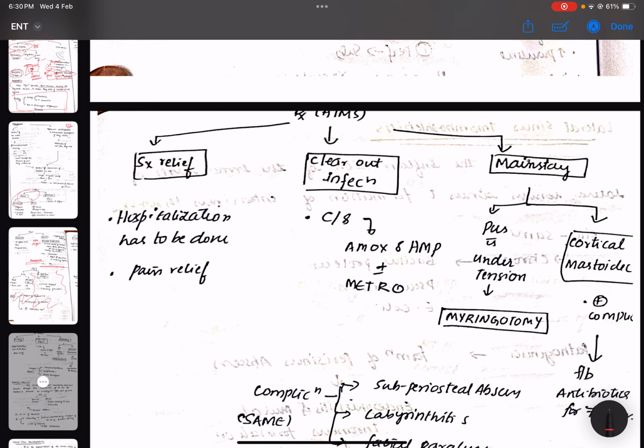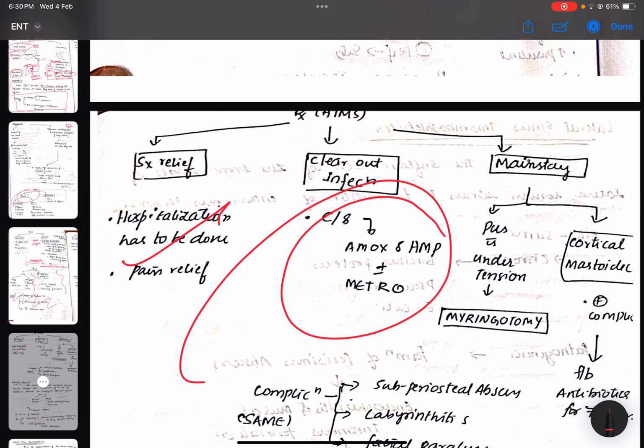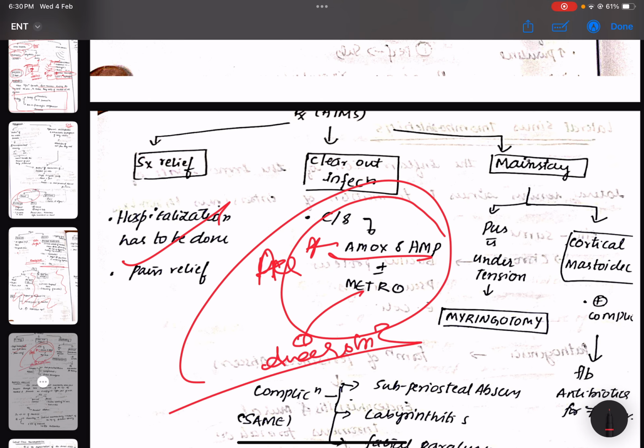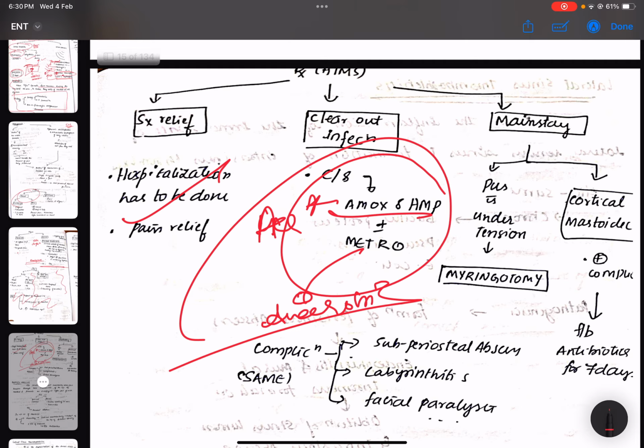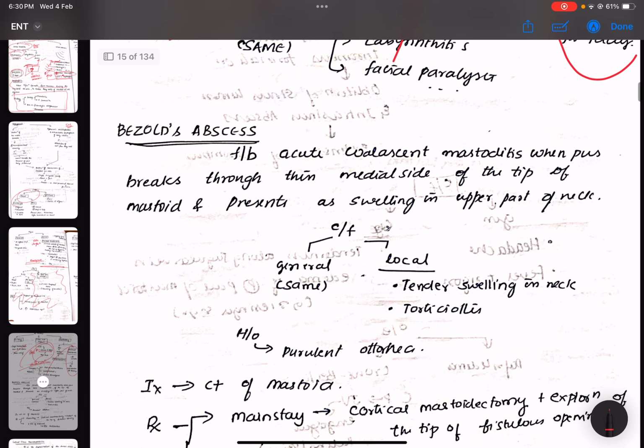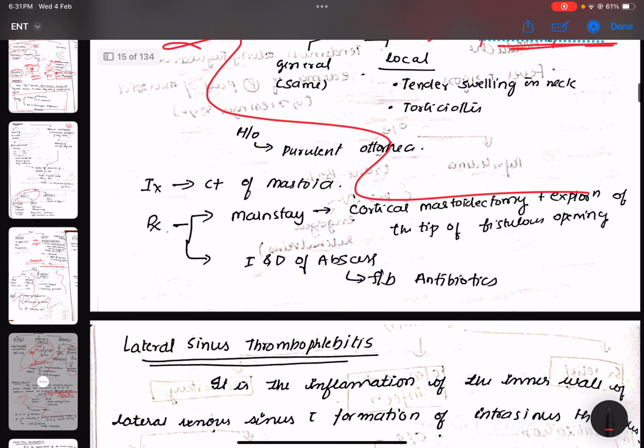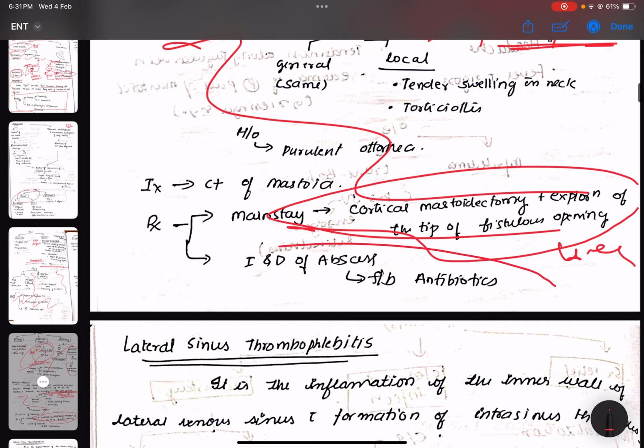Whenever she has mastoiditis, you need to hospitalize and start treatment, and you have to give cover for both gram positive, aerobic and anaerobic organisms. Based on that you can start. Then these are the mainstay which you consider. At the end you can go with cortical mastoidectomy and drain out all the pus. What is Bezold's abscess? When this passes through the medial side and involves the parapharyngeal space, that is when mastoiditis continues and becomes a Bezold abscess, when it involves the upper part of the neck. Again, same thing. This is an elective procedure, but obviously you have to do this.